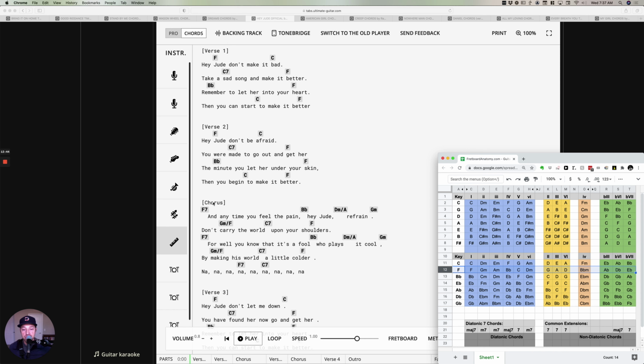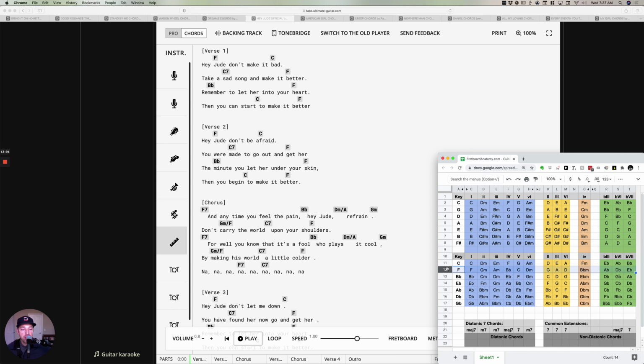And when we get to this chorus, we've got B flat, yep, that checks out right here. We've got D minor, that checks out right here. G minor, yep. And the C is the C dominant 7. So yeah, we think this song is in the key of F.